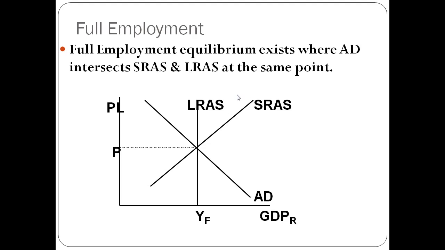Okay, remember, full employment output is the output that exists at full employment, when an economy has about 5% unemployment and is operating at max efficiency. Okay, so because we're at full employment, aggregate demand and short-run aggregate supply are intersecting at that long-run aggregate supply curve, and that ultimately is where we want an economy to end up.